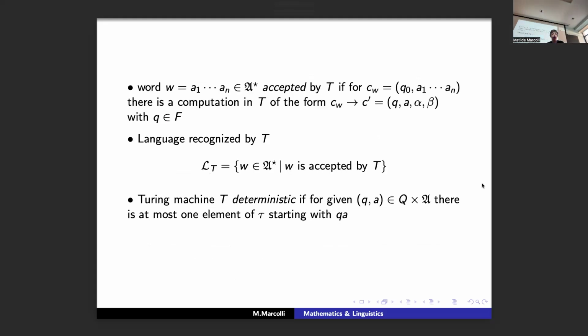So again, you can say that a word in your alphabet, which would be the actual terminals of your formal language, is accepted by this Turing machine if there is a computation in this sense in the Turing machine that corresponds to this sequence of instructions on the tape.